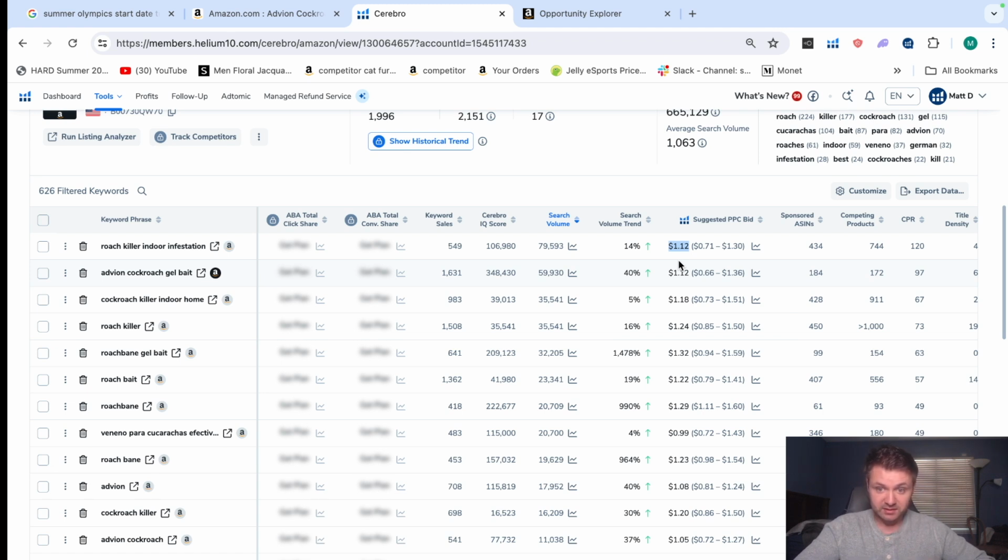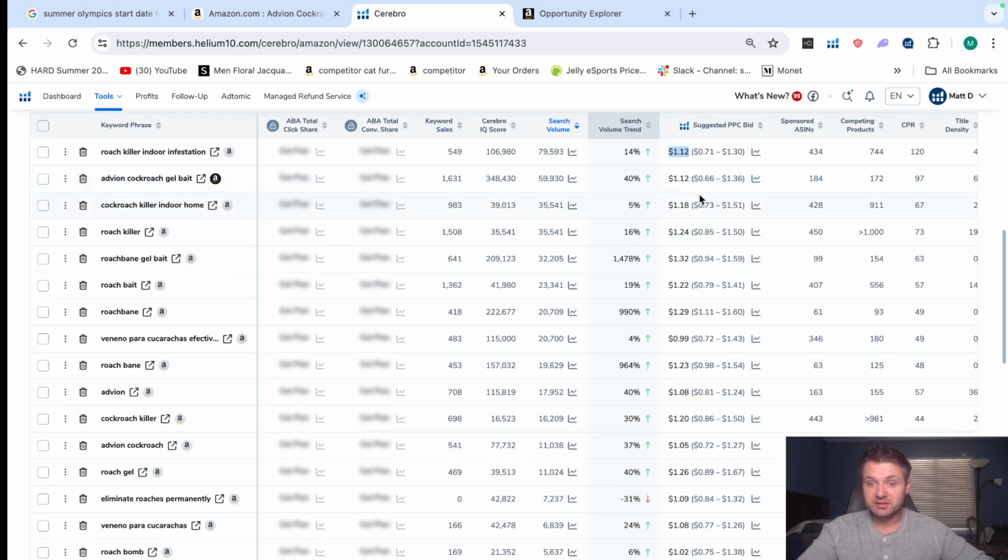As for the cost per click side, I always love it in the low $1 range or even in the 70 to 80 cent range, because all that stuff really adds up.